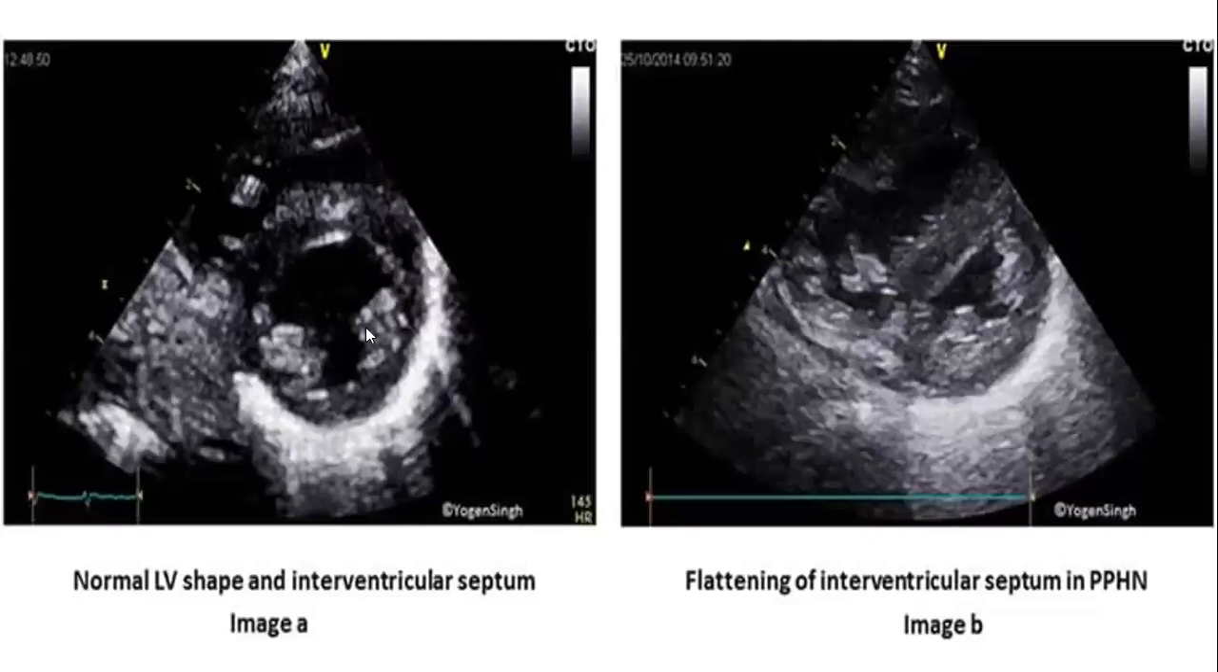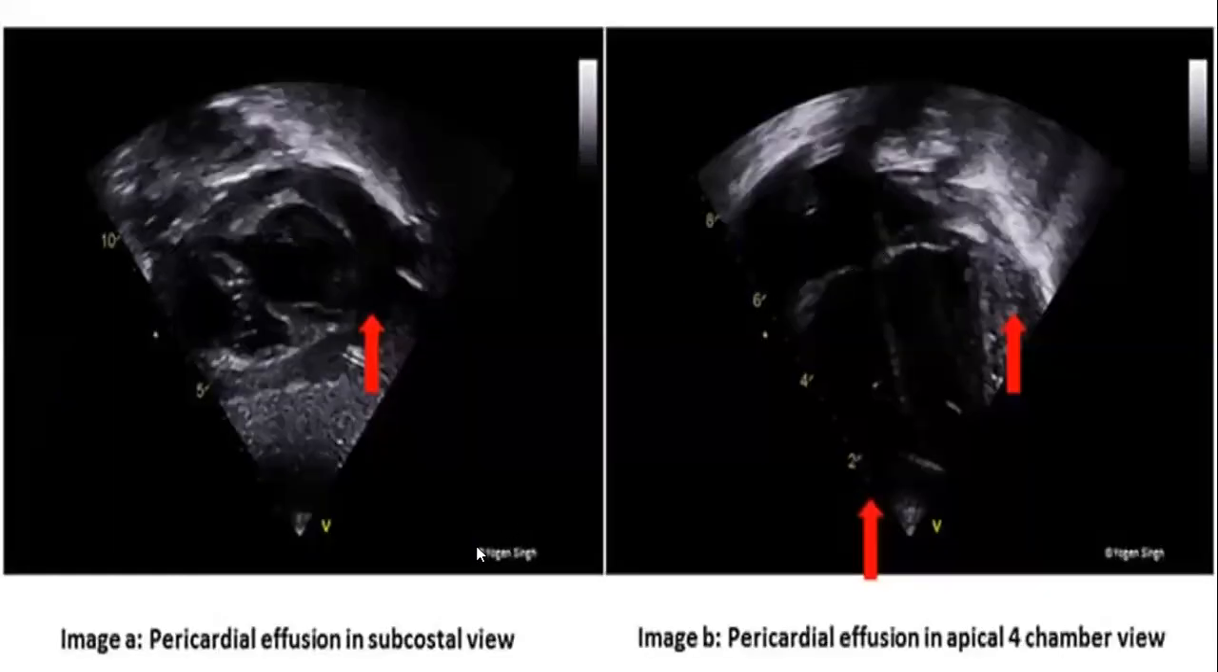Here we see in the view the normal LV shape with the interventricular septum, and we can see how the LV shape is compromised, with a flattened interventricular septum, in PPHN. If there is a pericardial effusion, as I said, there will be a big collection of effusion fluid around the heart, and it is going to compress the heart. In the apical four chamber view, we can see the pericardial effusion fluid here.